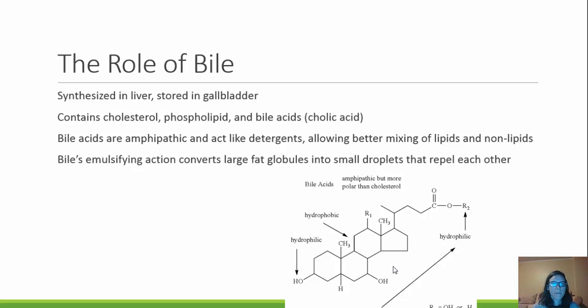Okay, because they're amphipathic, they are both hydrophobic and hydrophilic, they act like detergents, which allow the better mixing of lipids and non-lipids. And bile emulsifies these large fat globules so that they are emulsified into smaller droplets that repel each other. And because they are in these smaller droplets, there's more surface area that has access to the enzymes, these lipases, that will help to break down the fats.